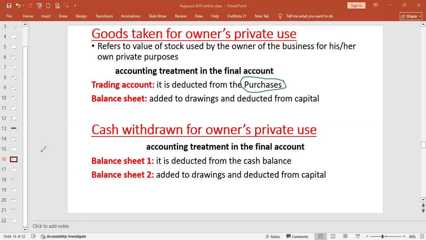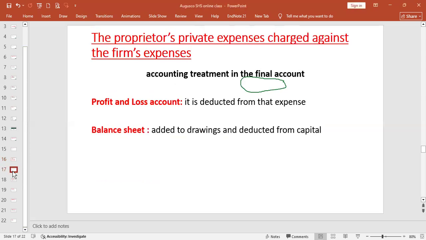The next one is when the owner adds his or her private expenses to that of the business. One of the principles or concepts in accounting suggests that the owner should be treated as a separate entity from the business. In other words, the owner is not supposed to add his or her private expenses to that of the business. So the owner cannot add the rent of his private residence to the rent of the business premises. That will be considered as drawings.